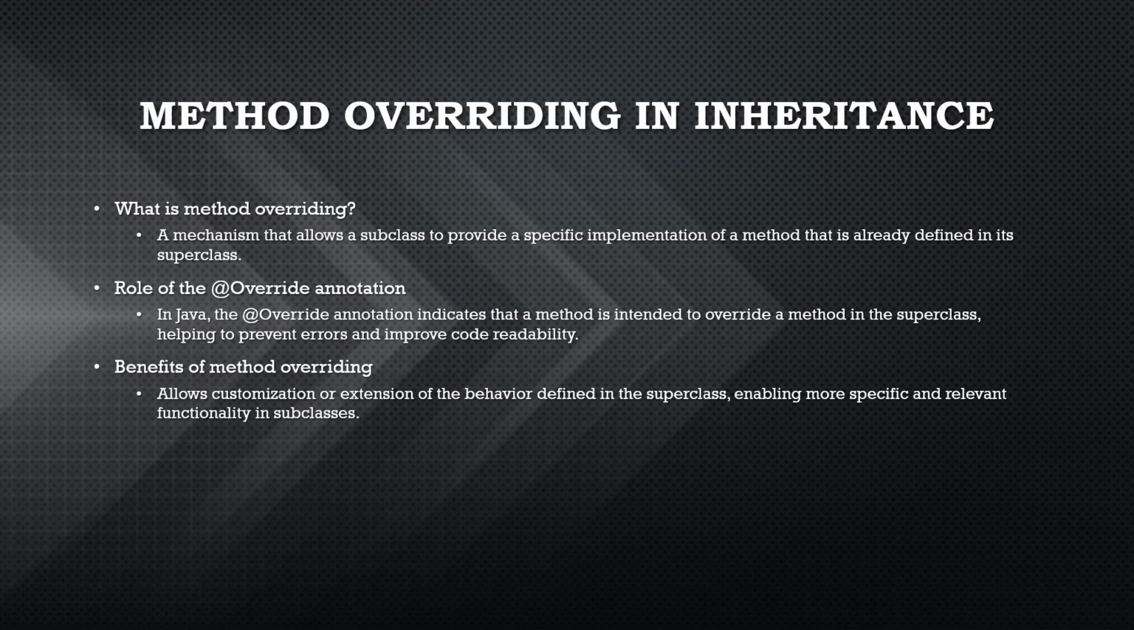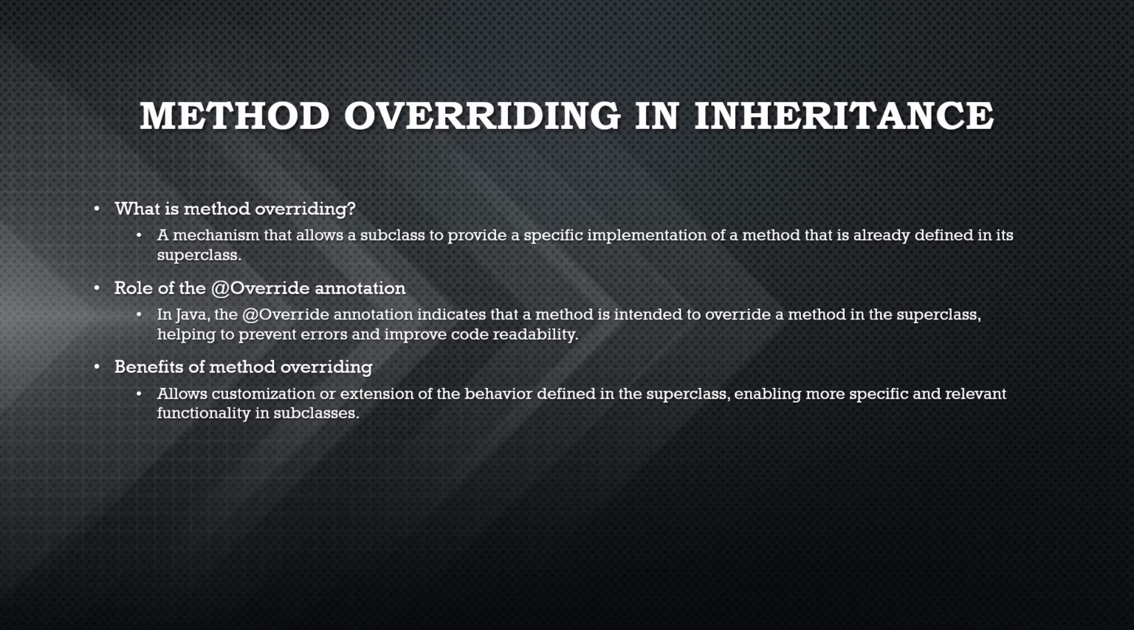Method overriding allows a subclass to provide a specific implementation of a method that is already defined in its superclass, enabling greater flexibility and customization. In Java, the @Override annotation plays a crucial role by indicating that a method is intended to override a superclass method, which helps prevent errors and enhances code clarity.